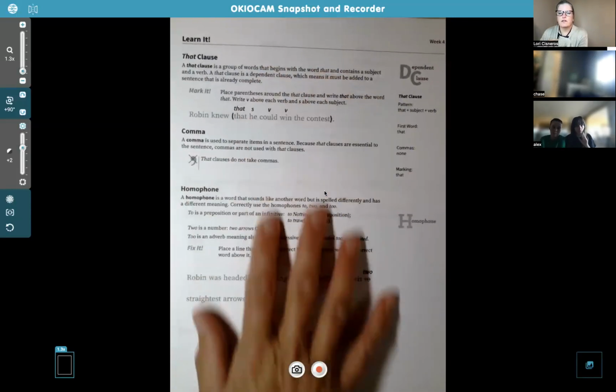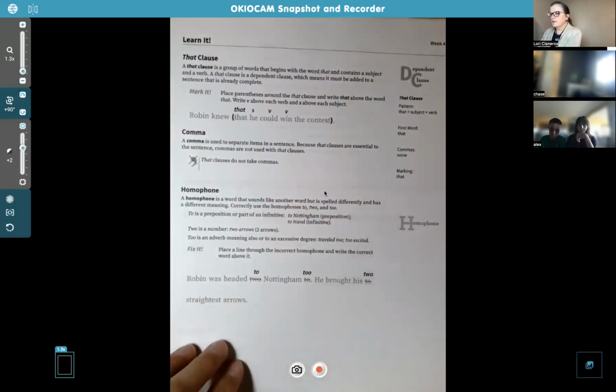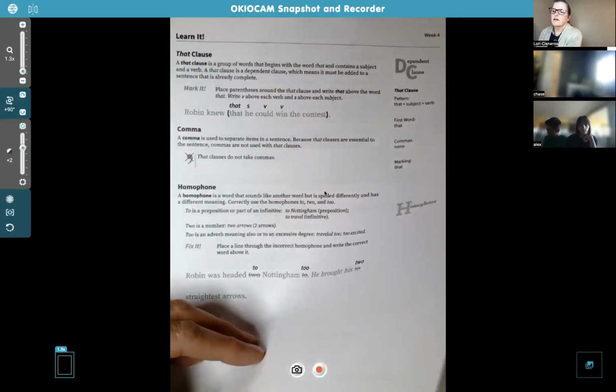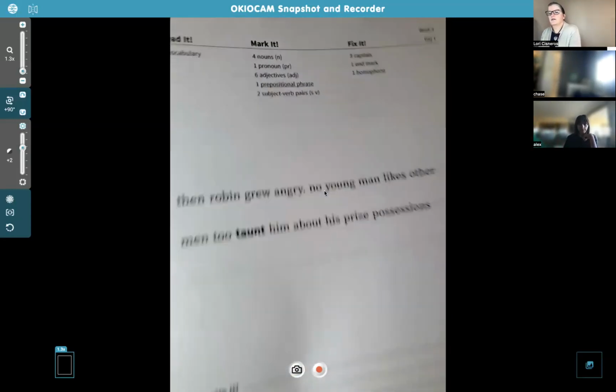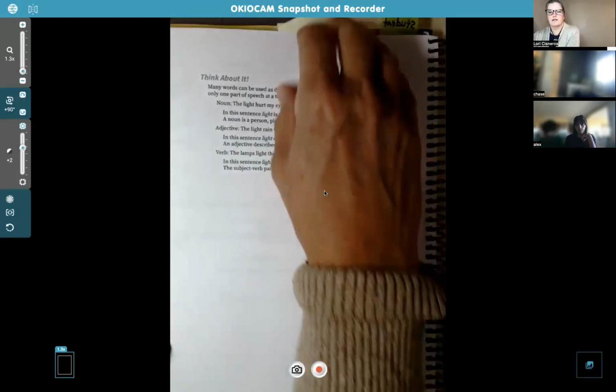Any questions about this page right here? If not, just shake your head no. Okay, and Chase, you're still there? We lost Chase. Where'd you go, Chase?